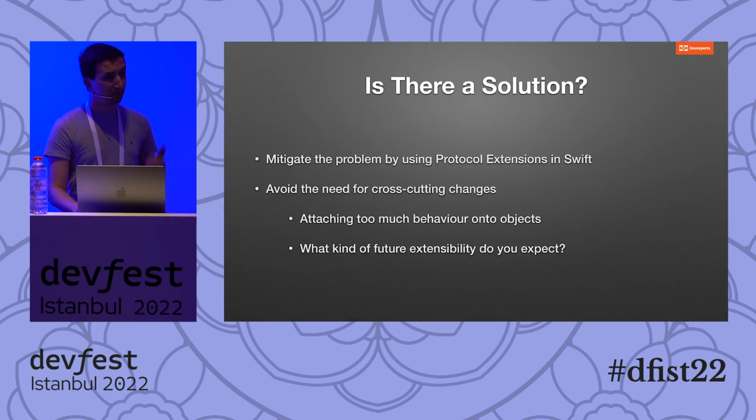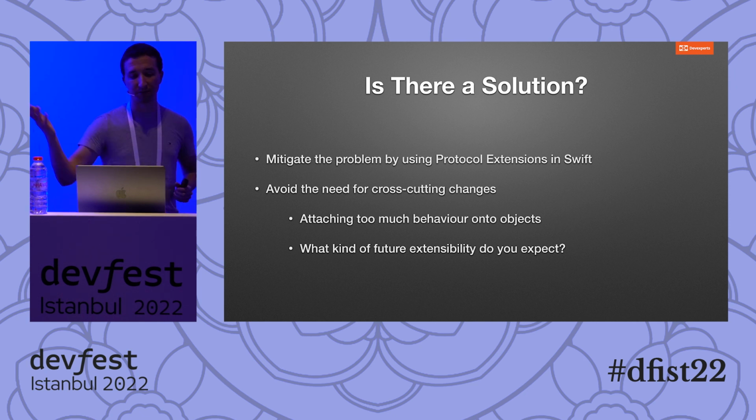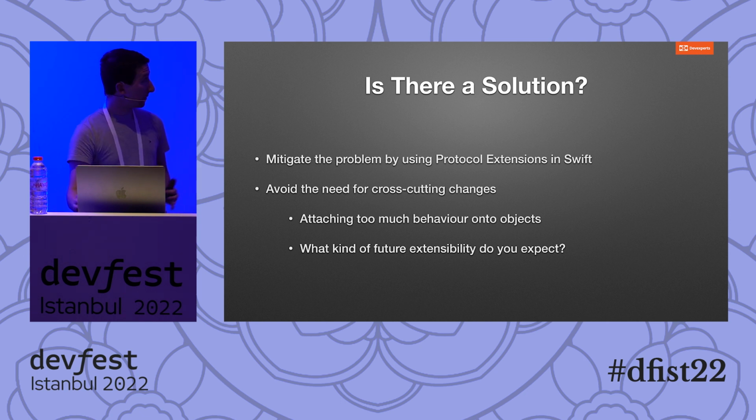So this is the expression problem. And the question is, do we have a solution? We could mitigate the problem using protocol extensions in Swift. There are similar constructs in Kotlin and probably in other, more modern languages. But at its core, it's unsolvable. The way that we could mitigate it is basically to avoid the need for cross-cutting changes. And so we need to be careful how much behavior we attach to our objects. And we need to think really carefully about the kind of extensibility that we'll expect in our implementation.